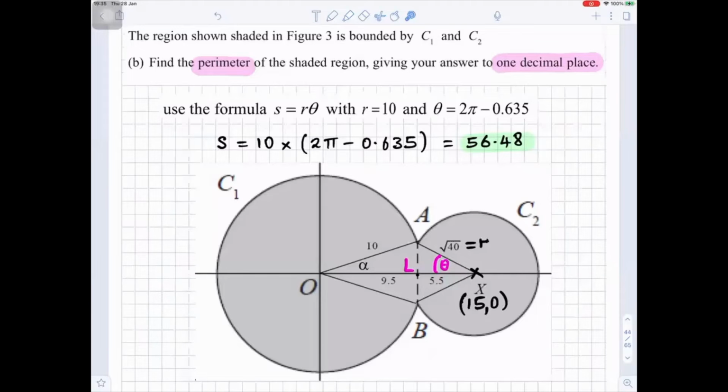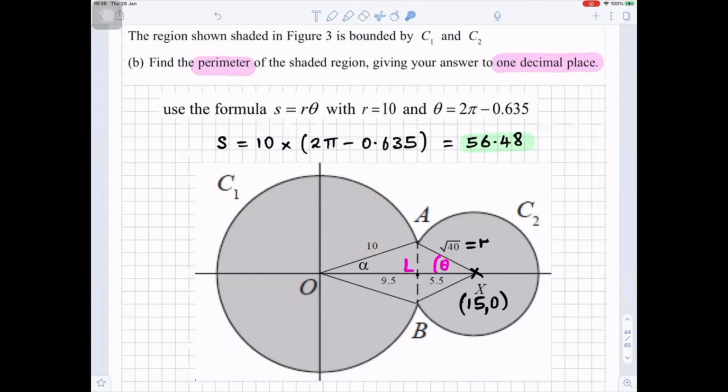The region shown shaded in figure 3 is bounded by C1 and C2. Find the perimeter of the shaded region, giving your answer to 1 decimal place. So perimeter is the total distance around the first circle, get to the point B and around the next one. The shaded region I've put like that. So we want to use the formula S equals r theta. For the first circle, r is 10.